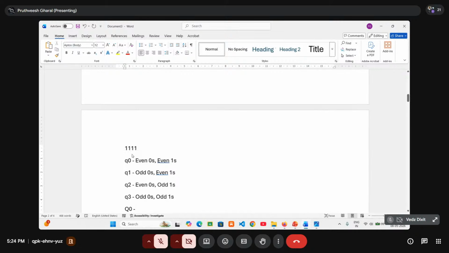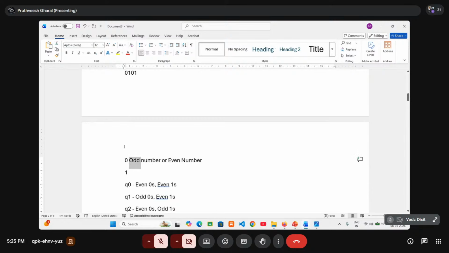We are changing one thing here. We are only switching these two things, even and odd. So if we add buttons here, then we could define it something like this: zero, odd number or even number; one, odd number or even number. We are only tipping the balance. We are choosing how many zeros and how many ones there are.